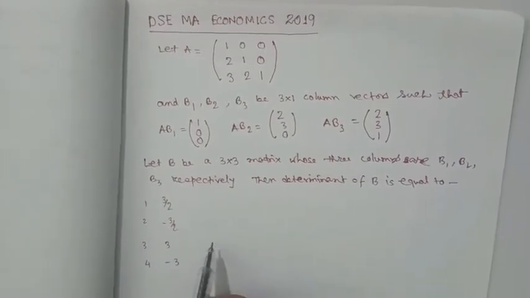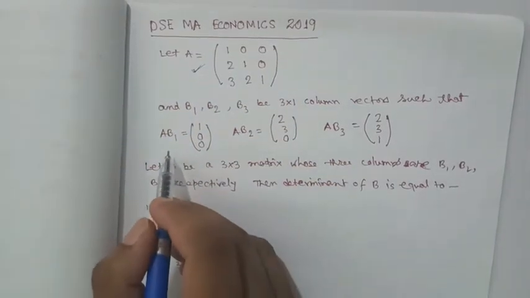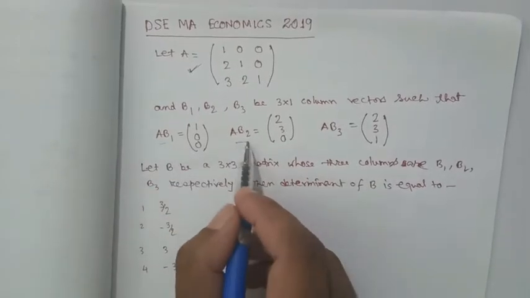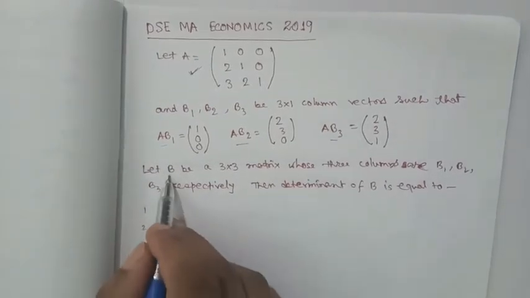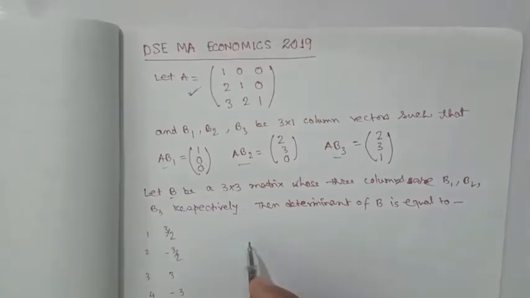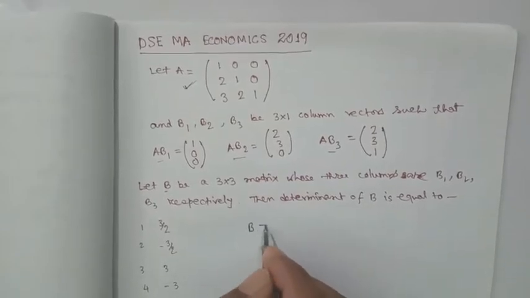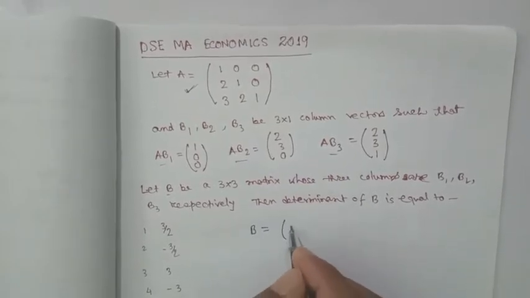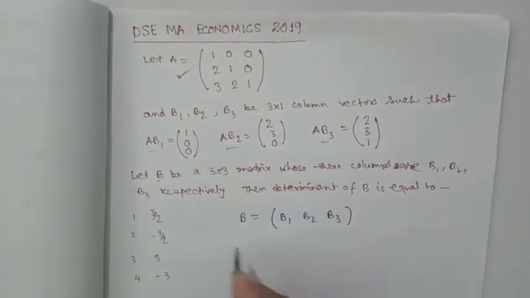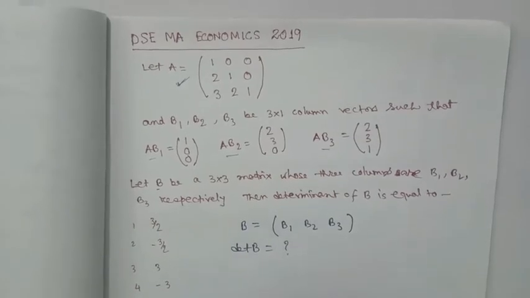So friends, here we are given a matrix A, and three column vectors AB1, AB2, AB3, and B is a matrix whose columns are B1, B2, B3. That is, B equals the matrix B1, B2 and B3. We have to find det B, that is, the determinant of B.